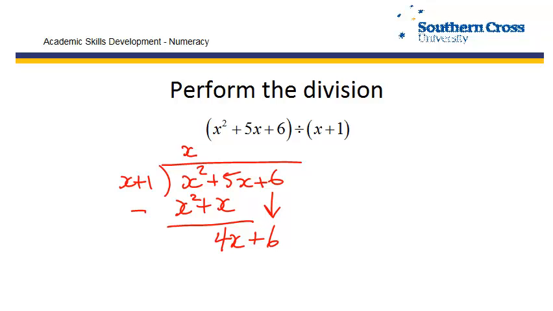Now, likewise, what times x gives 4x? And we know that's 4. So 4 times x is 4x, and 4 times 1 is 4. And that can be subtracted. 4x take 4x is 0, that's what we wanted. 6 take away 4 is 2. There's no more terms to bring down, so the 2 is a remainder. So what we could do is then write our remainder as 2 over x plus 1.